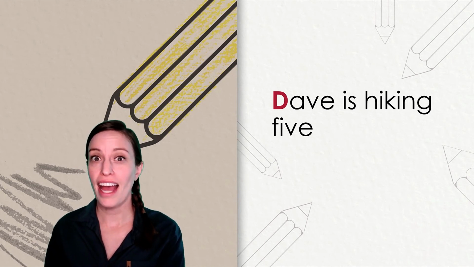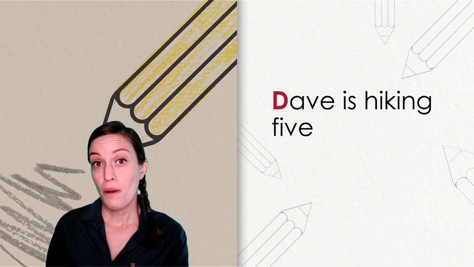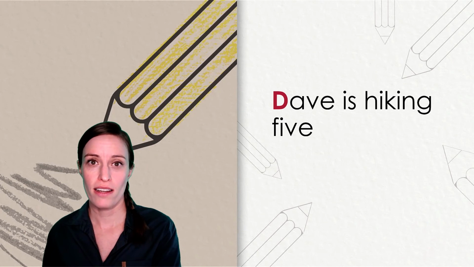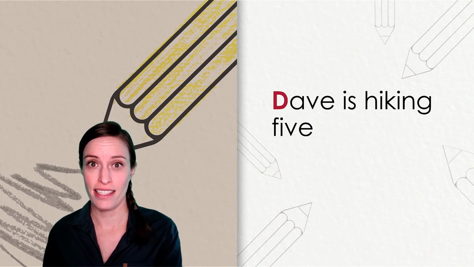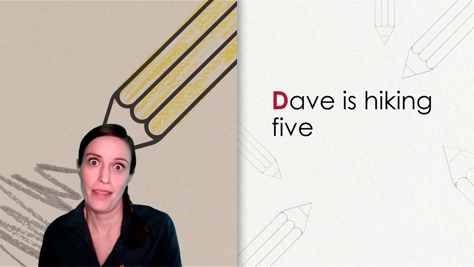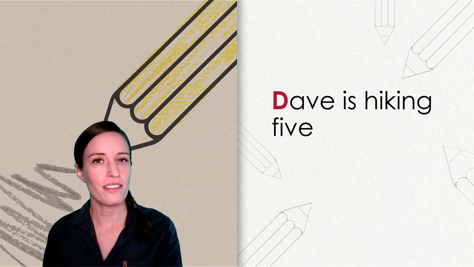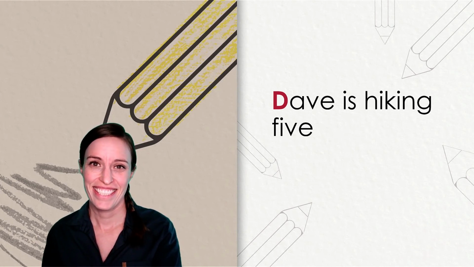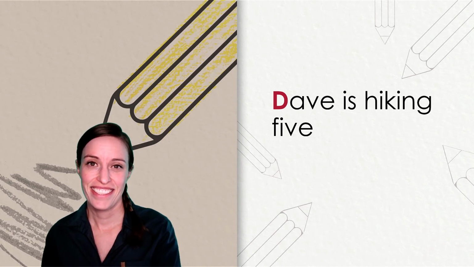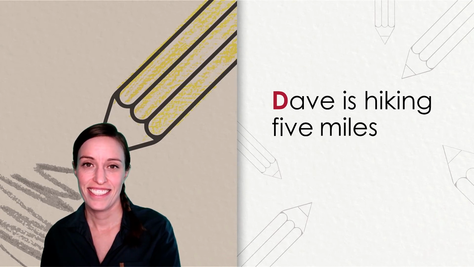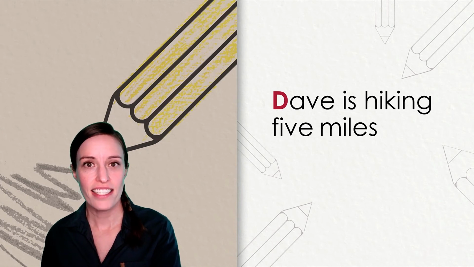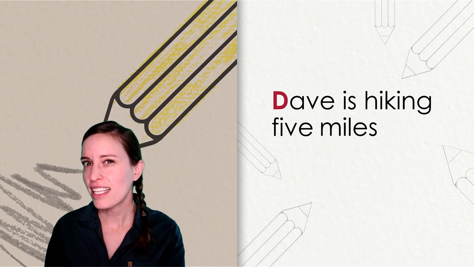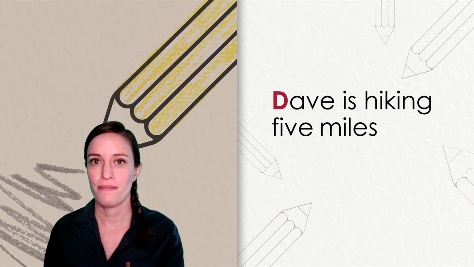Leave another space after the word 5. Miles is another silent E word, but it has the suffix S at the end because there's more than 1 mile. There's 5. Try writing miles on your paper, and then you can check your word with mine. There it is, M-I-L, silent E, and then the suffix S.